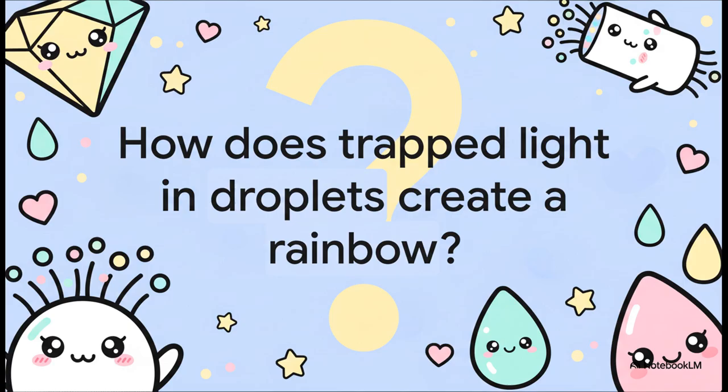Which brings us to a final thought. We know light gets trapped inside a diamond to make it sparkle, but light also gets trapped inside countless little raindrops in the sky. So the next time you see a rainbow, think about it. You now know exactly how that same principle, total internal reflection, is working inside millions of tiny water droplets to create that spectacular arc of color across the sky.